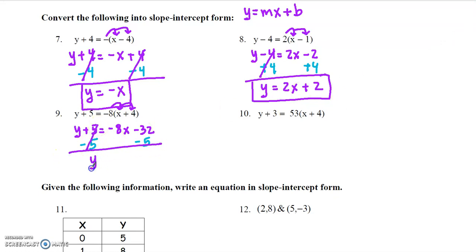Those are gone. It leaves my y. Bring down my x term. And then I have negative 32 minus 5, which will give me a negative 37.